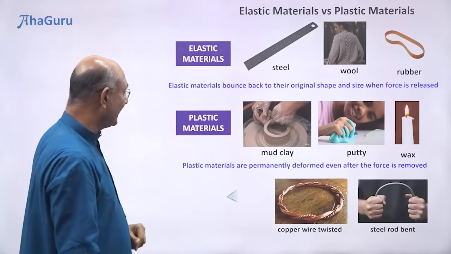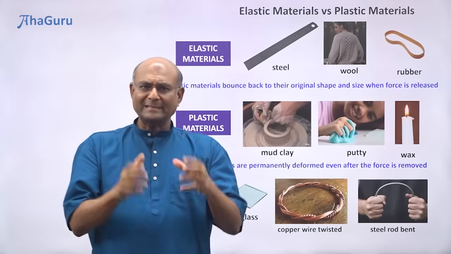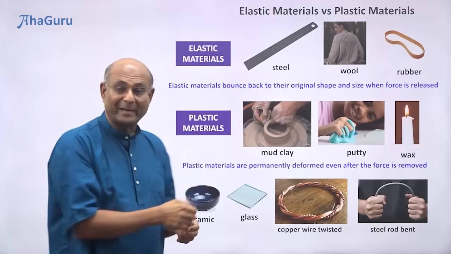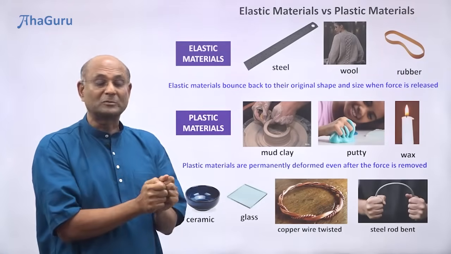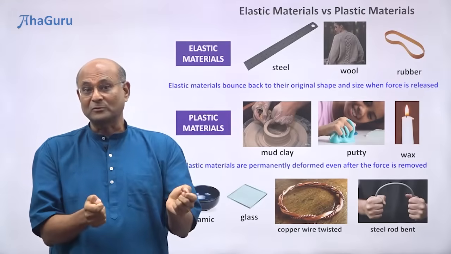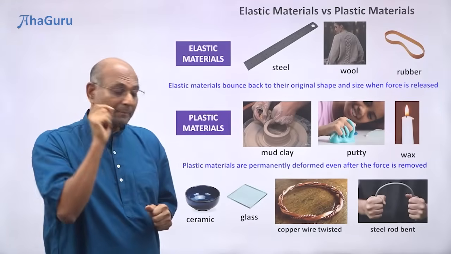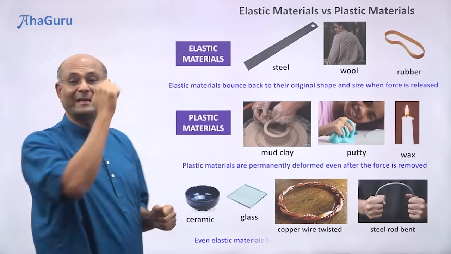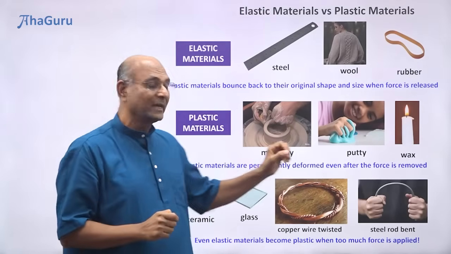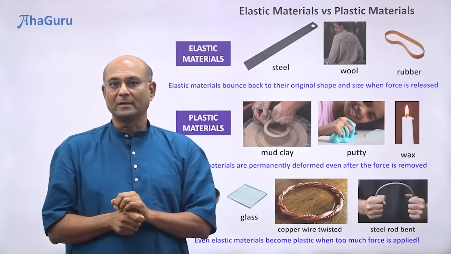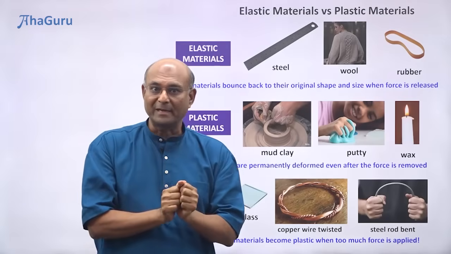Another very interesting set of examples, glass or ceramic. Well, they are elastic. You may not even think of glass or ceramic as being elastic, but for small forces, they are elastic. They come back, bounce back. But if you exert a large enough force, what will happen? It will break. It won't come back, right? So now you have to keep in mind that even elastic materials become plastic when too much force is applied on them. So I hope you have understood the difference between elastic and plastic materials.